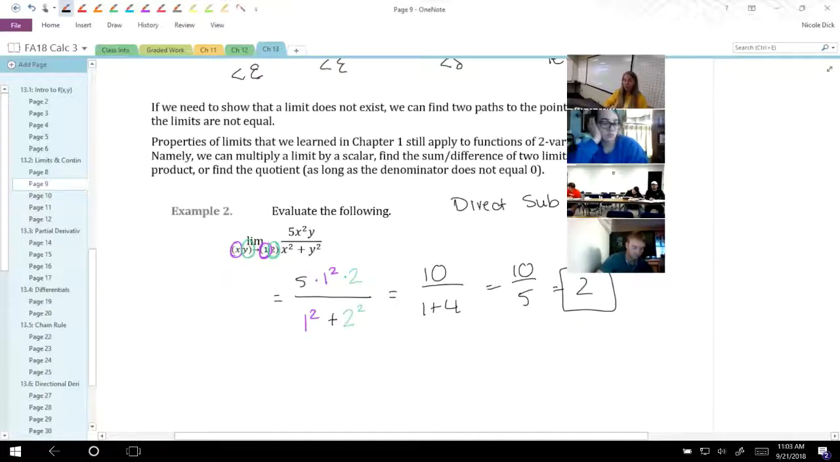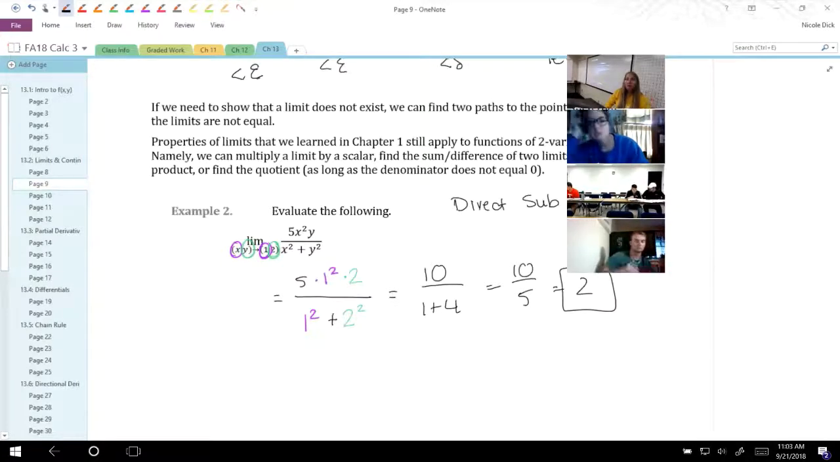If you visually think about this, we've got some surface. I won't graph it, but we've got the surface 5x squared y over x squared plus y squared. We're saying as we get closer and closer to this point 1, 2 for x, y, we should hopefully be at this limit value of 2. And this is a relatively smooth surface unless we're at the point 0, 0. So we're just seeing a point on the surface, really. But the limit is just 2. No problems on that one.